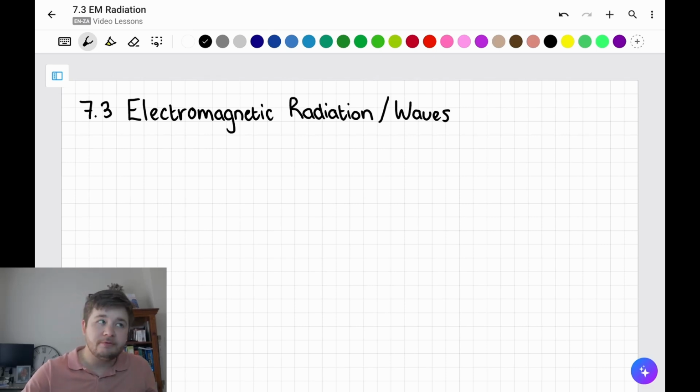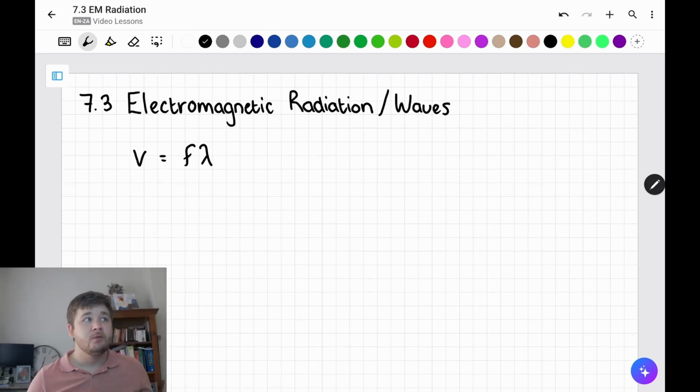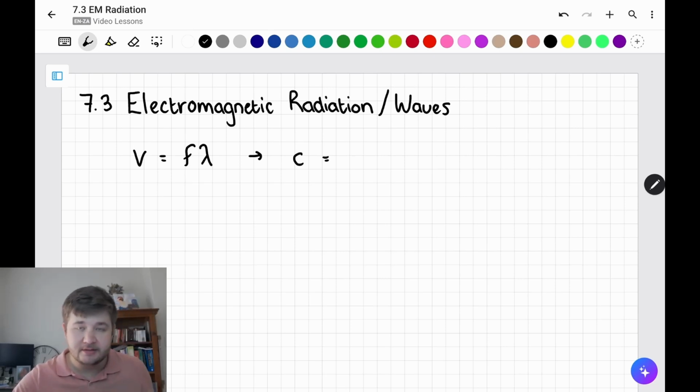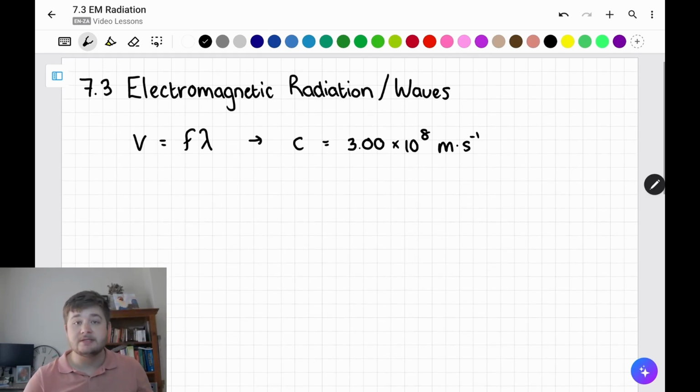Now, I hope you're all familiar by now with the concept of the wave equation, where v, the speed of the wave, is equal to the product of the frequency of that wave and its wavelength. When we consider any electromagnetic wave, or light as we know it, we need to consider c, which is the speed of light through vacuum and roughly the speed of light through air. That would equal 3.00 times 10 to the power 8 meters per second. Now this is a value that is in your data sheet, so don't try remembering it. However, it's really not hard to remember at all.